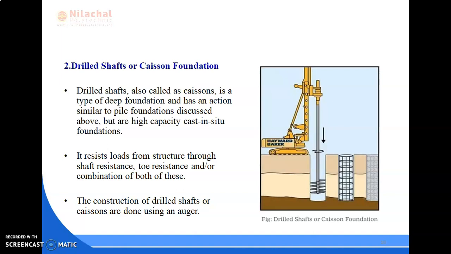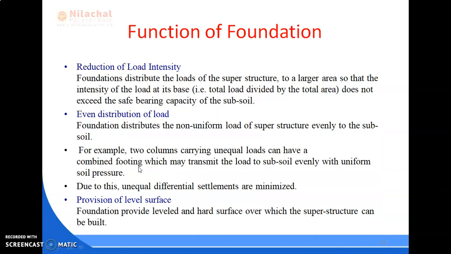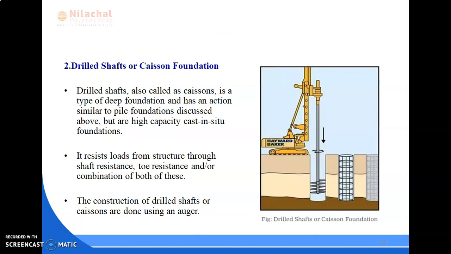The construction of drilled shafts or caissons is done using an auger like this. This is a figure of an auger. By using this, we drill or construct drilled shafts or caissons. So these are all about the types of foundation.